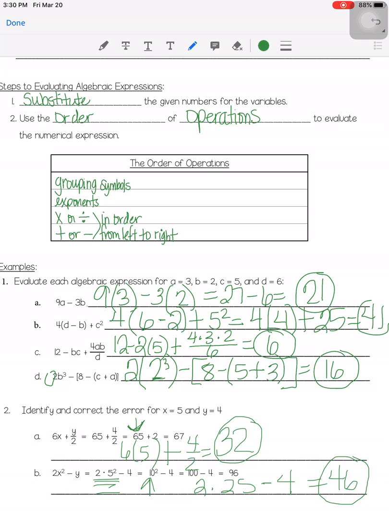So, recap. Evaluating expressions: we substitute a given number for our variable. I said to think in terms of the basketball team with the 5 players on the court. They represent our variables, and then the numbers come in to substitute for the variables. So we replace the variables with the numbers and then we follow the order of operations.